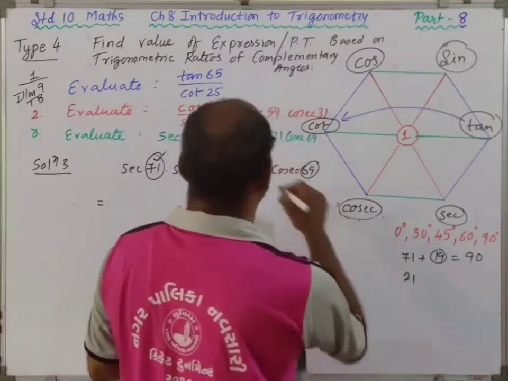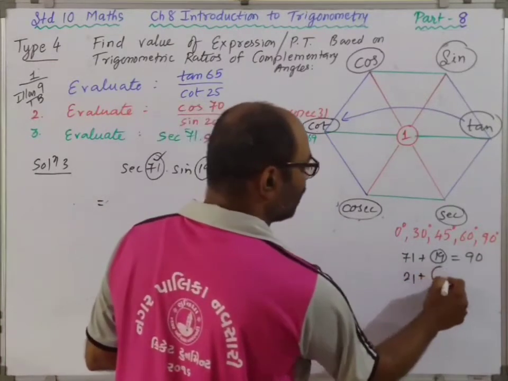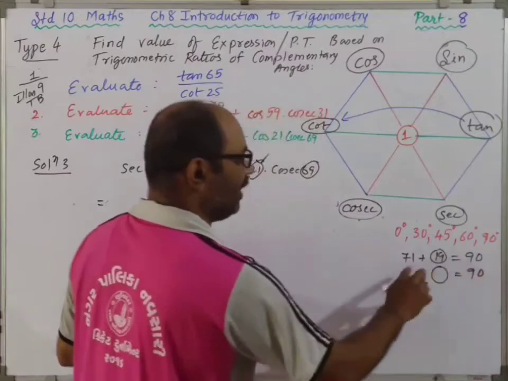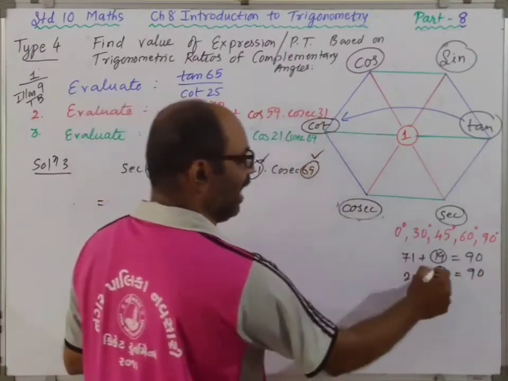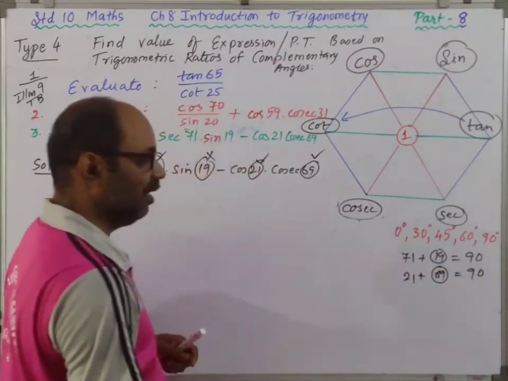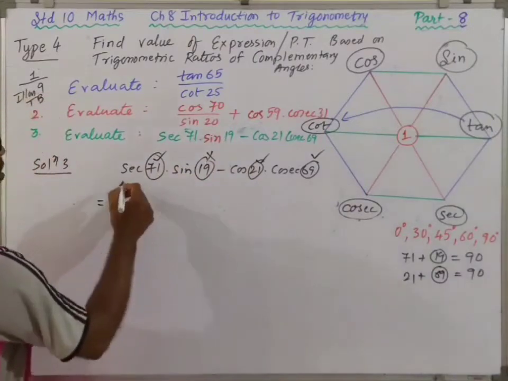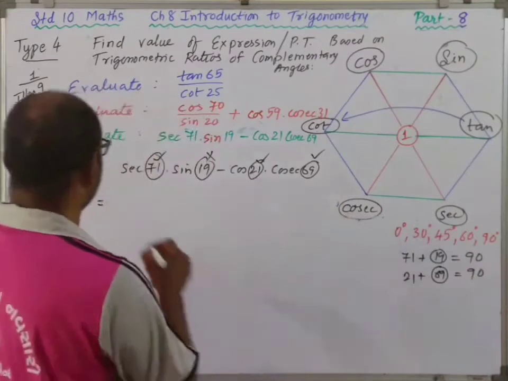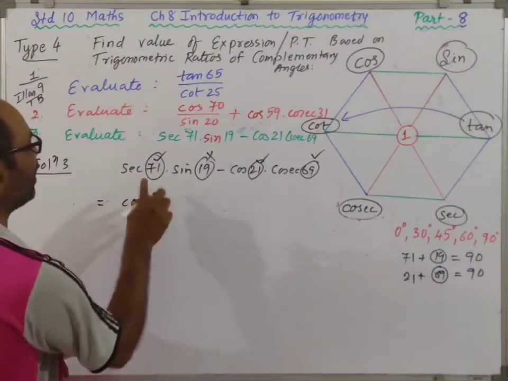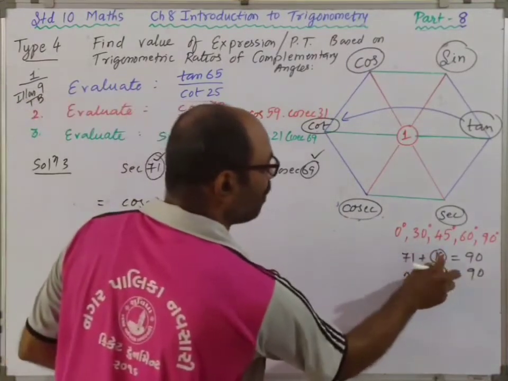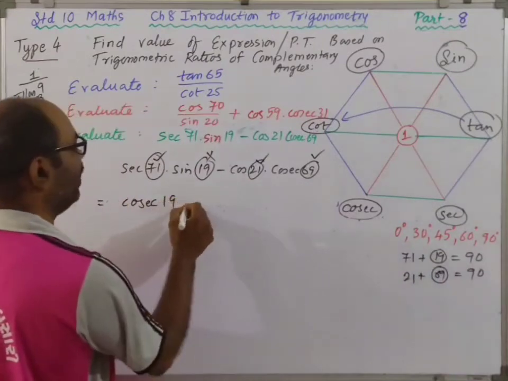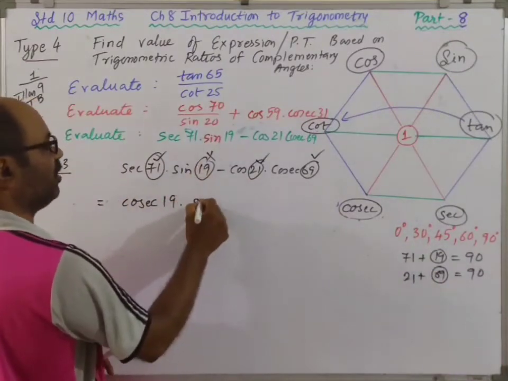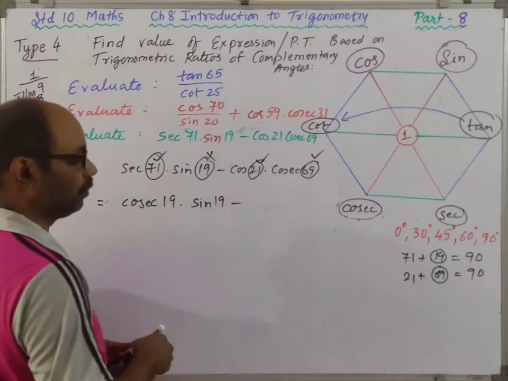Now 21 is the other one I come across. 90 minus 21 gives you 69. There it is. So we'll use that. Sec, its complementary is cosec. So let me write cosec 71. Its complementary is 19. So 19 into, this I am not changing, it is sine 19 minus.